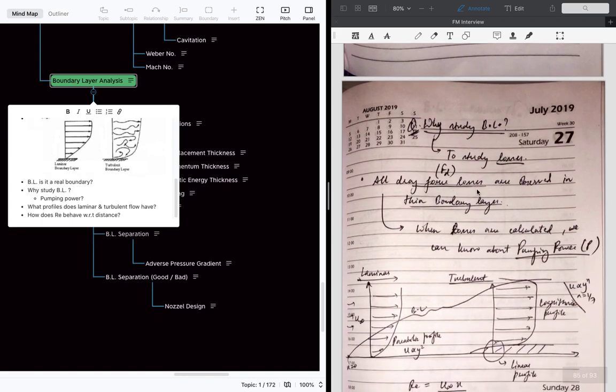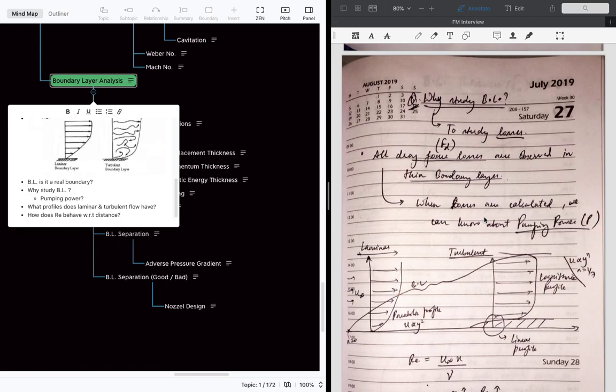All the drag force losses are absorbed in this thin boundary layer. More than 90% of the losses are studied inside the boundary layer. We don't need to go outside the boundary layer. So that is why the boundary layer analysis is most significant. When the losses are calculated, we can know about the pumping power. If we know what kind of losses are happening in this boundary layer, we can judge how much the discharge is, and how much power should be supplied to generate the necessary discharge.